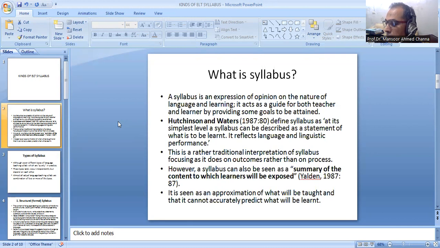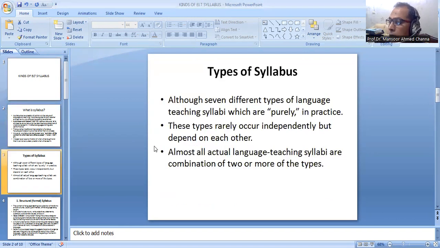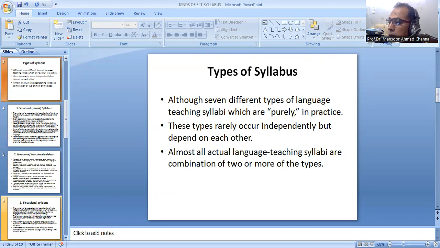However, a syllabus can also be seen as a summary of the content to which learners will be exposed. It is seen as an approximation of what will be taught, and it cannot accurately predict what will be learned. Types of syllabus.